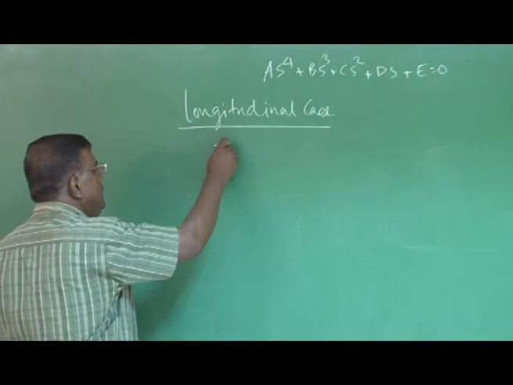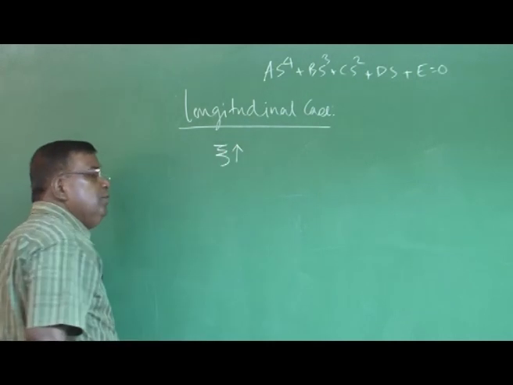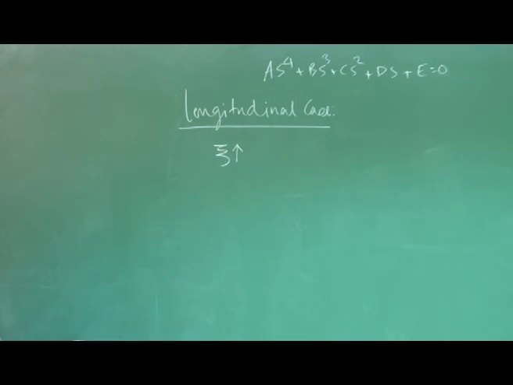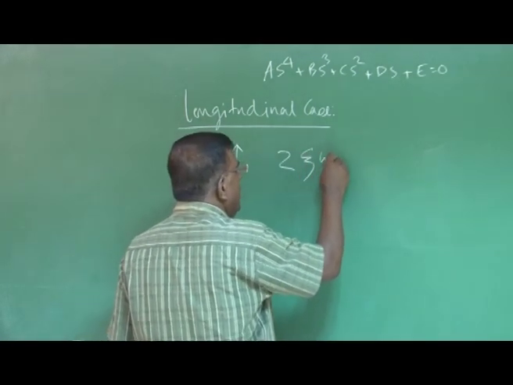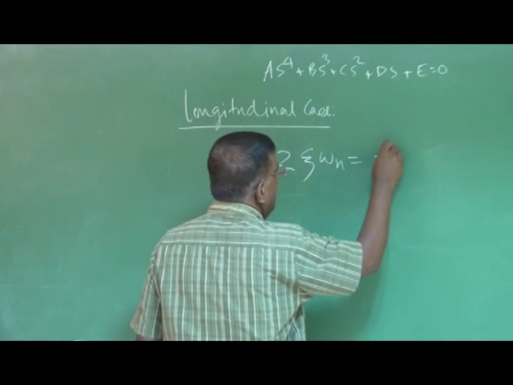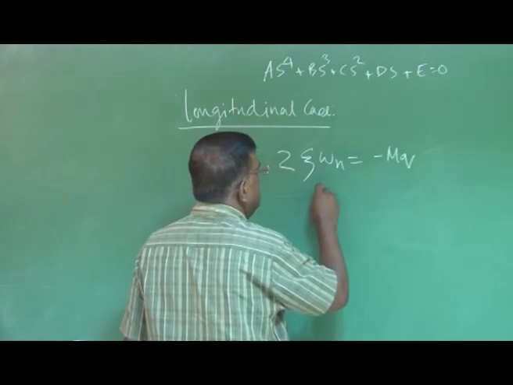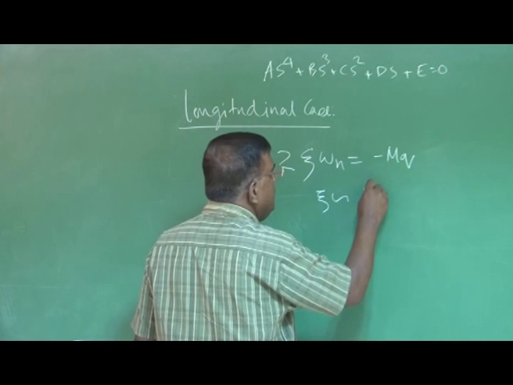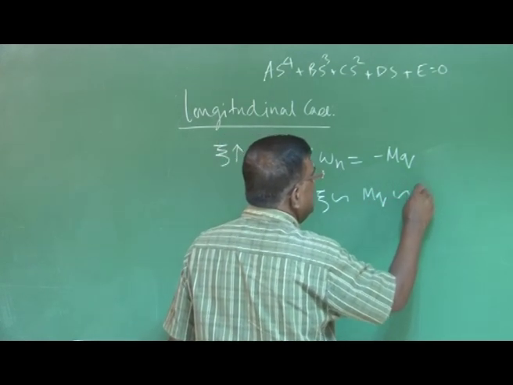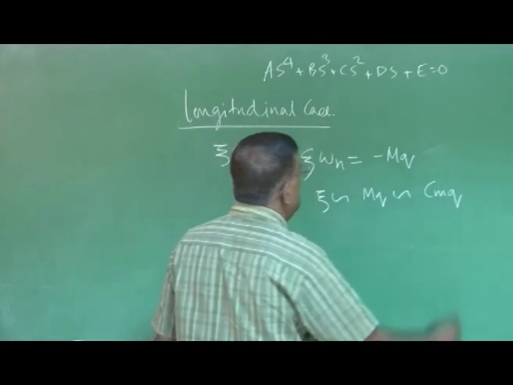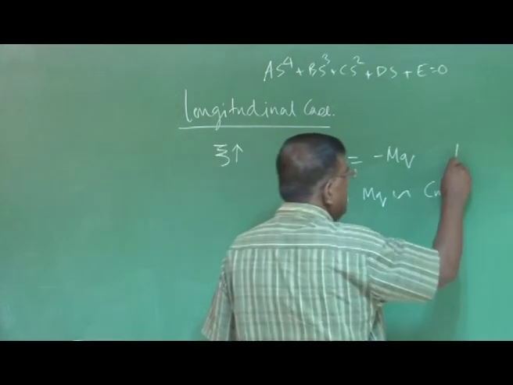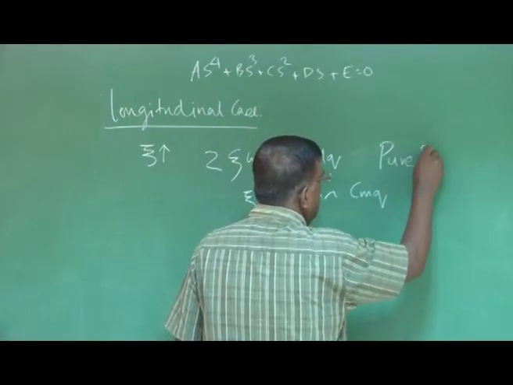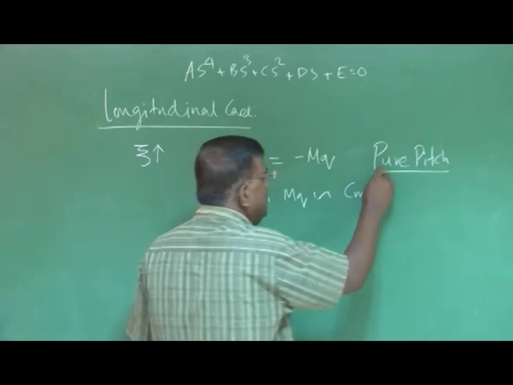Let us say now we want to change zeta. Again, we will take help of pure pitch for the longitudinal case to start. And you know 2 zeta omega n equal to minus Mq, and zeta is proportional to Mq, or zeta is proportional to Cmq, from the pure pitch equation. Now you see, let me write pure pitch. We are talking about longitudinal, so starting with this.